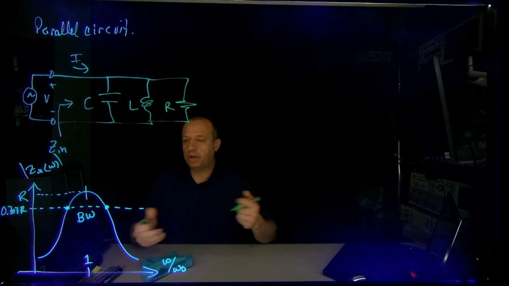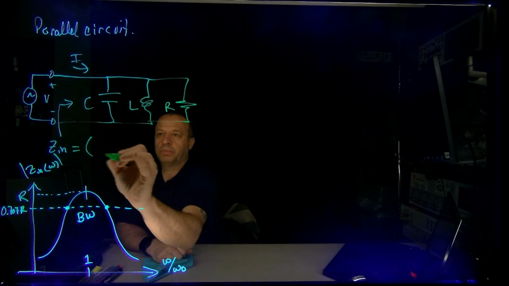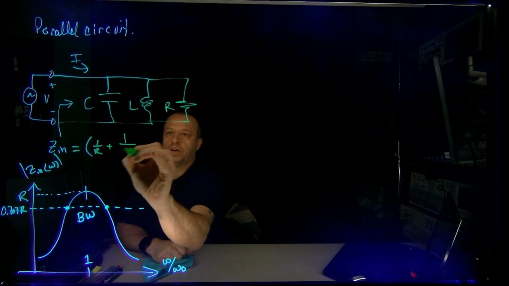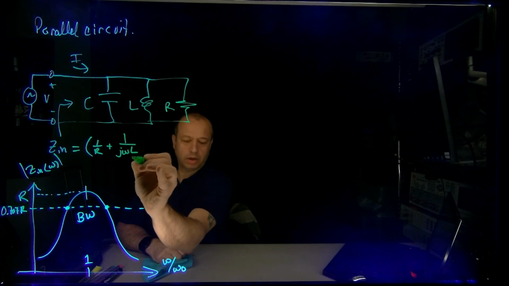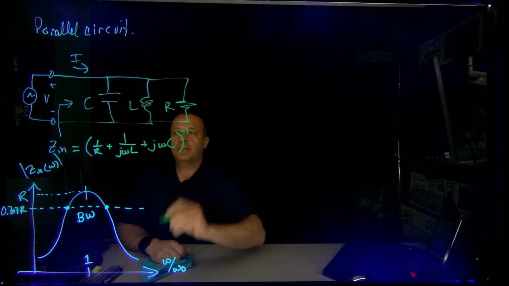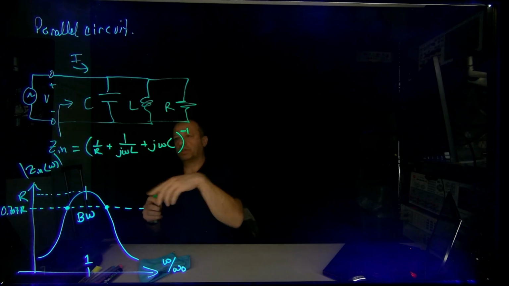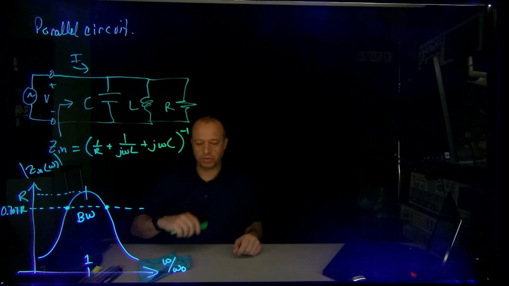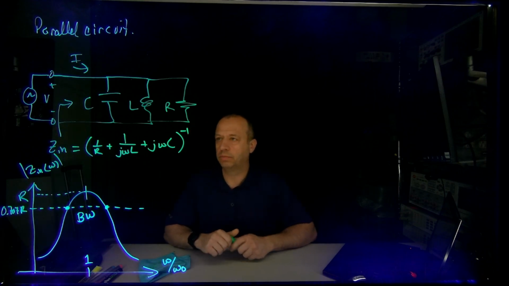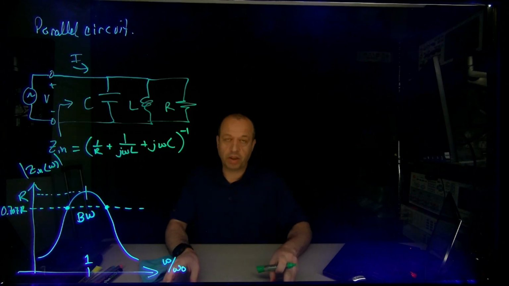So from this circuit and this design, what is Zin, my input impedance? That is just 1 over R plus 1 over j omega L plus j omega C, and this is the inverse. Any of you that had me for PECA know I do not like doing that inverse stuff, but it works for this, just to show you what it looks like.